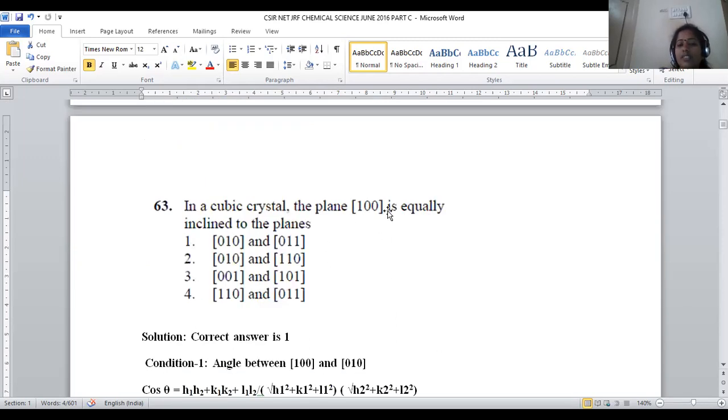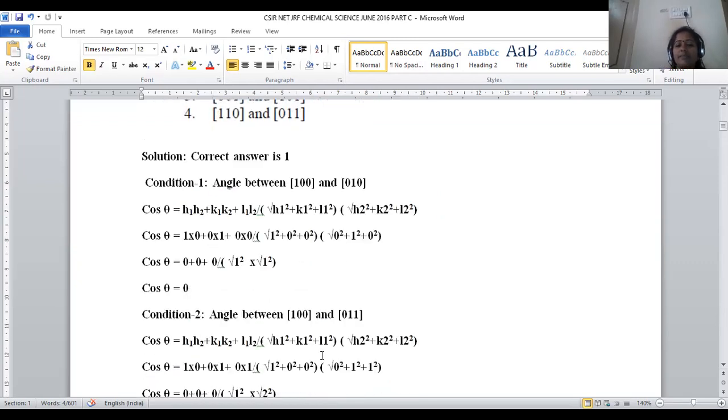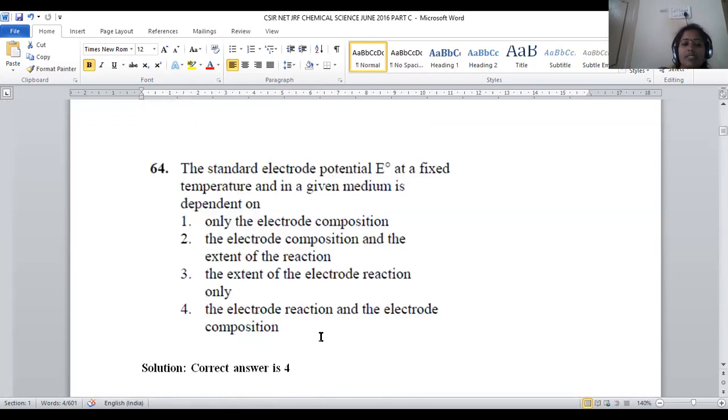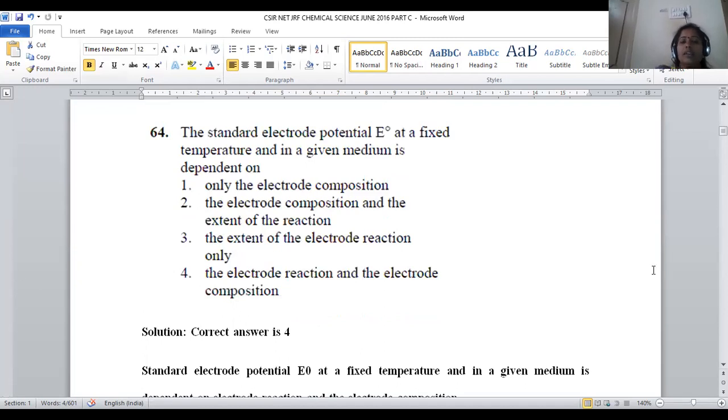Hence we can clearly say that this 100 plane is clearly inclined towards the 010 and 011 planes. So this is the correct answer. If we go with the remaining options, they may not be mapped exactly. So for question number 63, option number 1 will be the correct answer. Let us move on to question number 64.